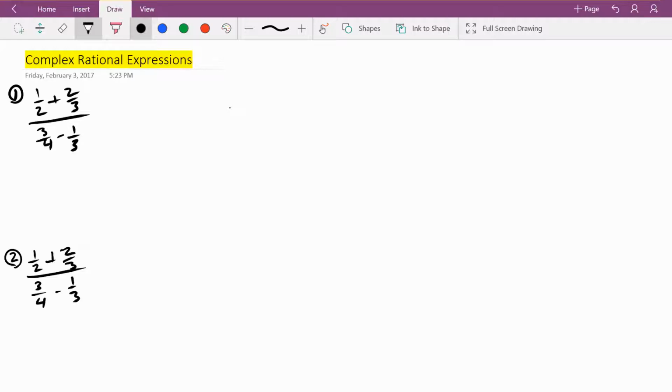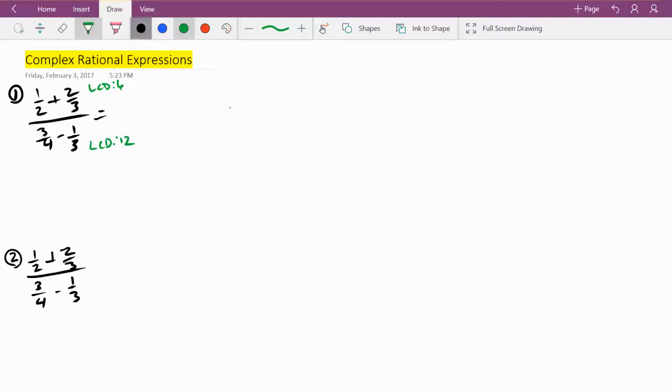Method 1. Basically, we look at the numerator, and this is the method that I claim that an elementary student could do, with some guidance. We're going to add those two with an LCD, and then we look at the denominator, and we're going to add those with an LCD. So, 1/2 plus 2/3, I know the LCD here would be 6. And the LCD in the denominator would be 12.